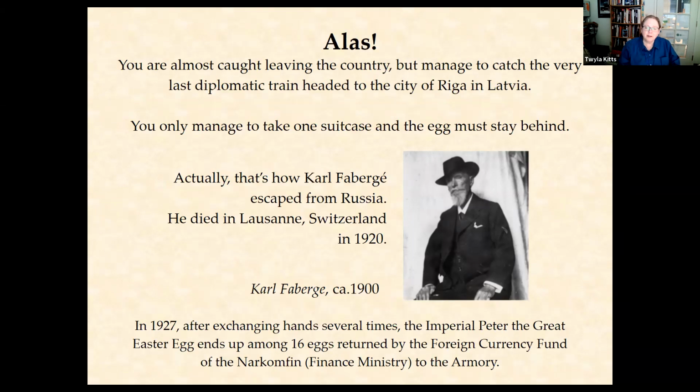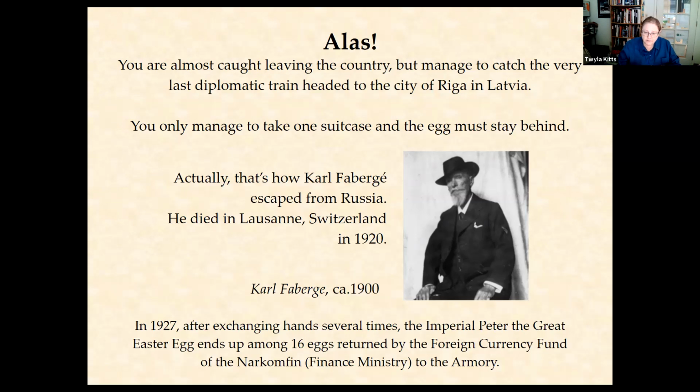And the reason that I picked that escape route is that that's actually how Carl Fabergé escaped from Russia. He died later, about 2 years later, in Lausanne, Switzerland in 1920. His wife and one of his sons actually managed to walk across Finland and get out, and they met him in Switzerland. 2 of his sons were actually caught and ended up having to stay in the Soviet Union.